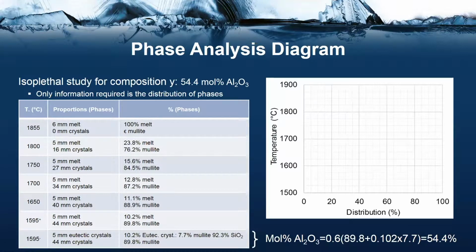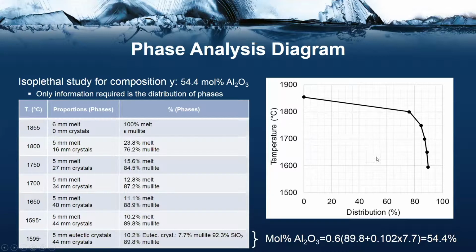To construct the phase analysis diagram, we simply plot the distribution of the phases that we calculated in the isopletal study. First, we'll consider the temperatures ranging from 1855 to 1595 plus, and the 1595 plus represents this composition right above the final solidification of the melt. So these points are now represented in the diagram. And as I haven't calculated the phase distribution in the temperatures between the points, I have just added straight lines.